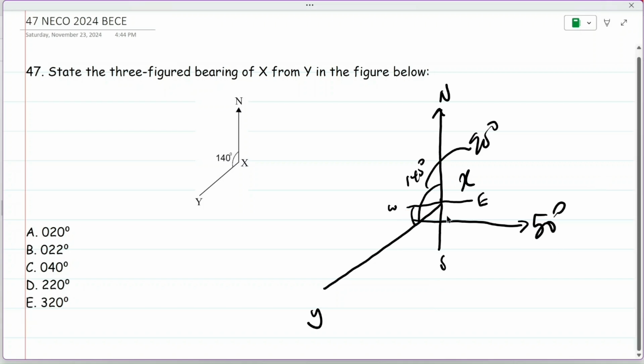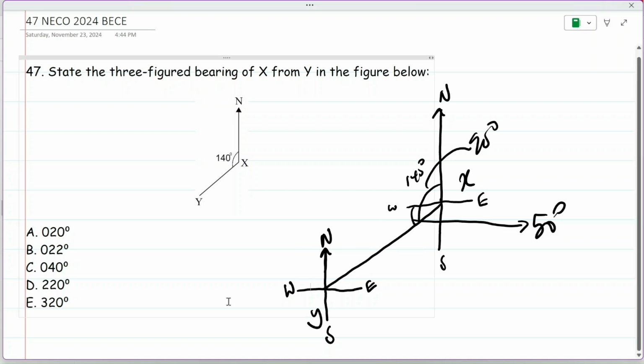And what we're going to do next is, at point y, which is here, we make our 4 cardinal points. The north, the west, and down is the south. And it says three-figured bearing. Three-figured bearing, unlike compass bearing, the readings are always taken from the north in a clockwise direction. We're going this clockwise way. Now we know this is 50. This east-west line, we can run it a little bit longer. Same as this west-east, we can run it a little bit longer. And note, they are parallel to one another. This line is parallel to this.